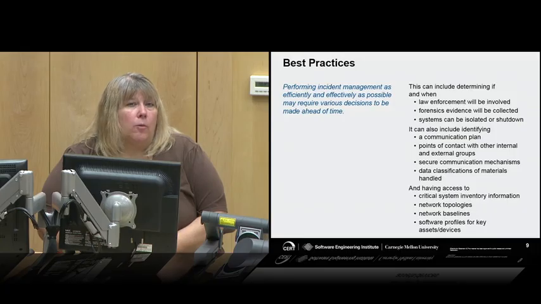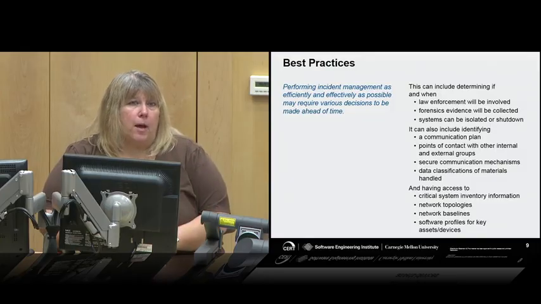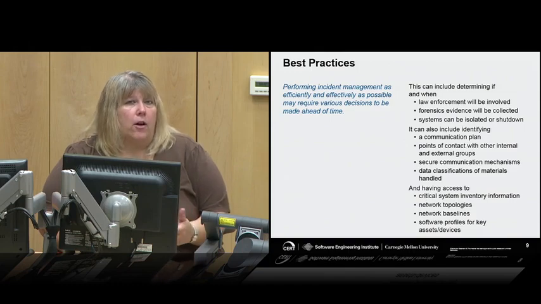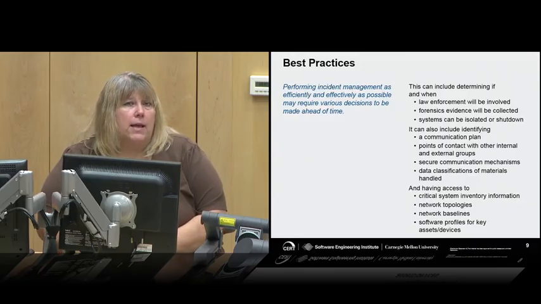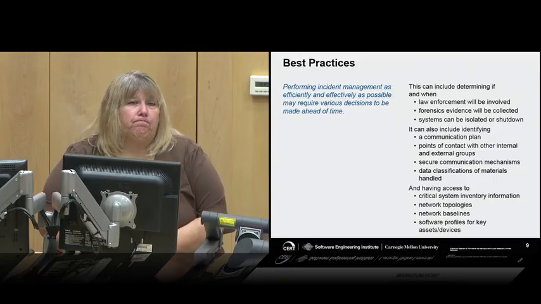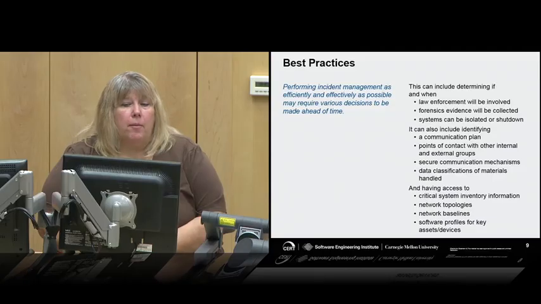Also, determine some particular response steps. Are there systems that can be isolated or shut down? And on the opposite side, are there systems that cannot be isolated or shut down? Having that identified ahead of time will help you understand much more quickly the type of response and mitigation that you need to do. Some of the decisions up front can also be identifying what communications and notifications need to be done.